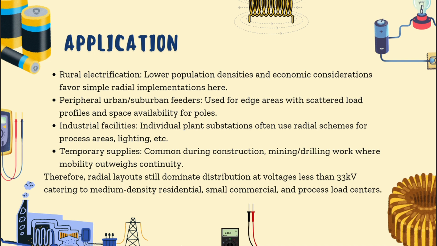In industrial facilities, radial systems are often used for individual plant substations to support process area lighting systems and other auxiliary loads. In addition, radial systems are commonly used for temporary power supplies, such as in construction sites or mining, where flexibility and mobility are more important than continuous supply reliability. Therefore, radial layouts still dominate electrical distribution systems operating at voltages below 33 kV, particularly for medium density residential areas, small commercial users and industrial load centers.